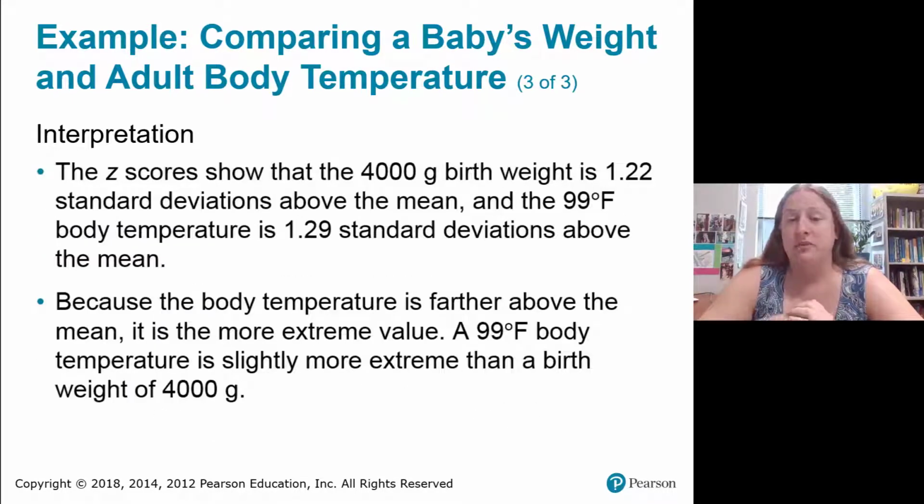So now we need to interpret that. A z-score of 1.22 for the 4,000 gram birth weight tells us that 4,000 grams is 1.22 standard deviations above the mean, whereas the z-score of 1.29 for the 99-degree body temperature tells us that 99 degrees Fahrenheit is 1.29 standard deviations above the mean. This means that the 99-degree body temperature is slightly more extreme than the 4,000 gram birth weight.